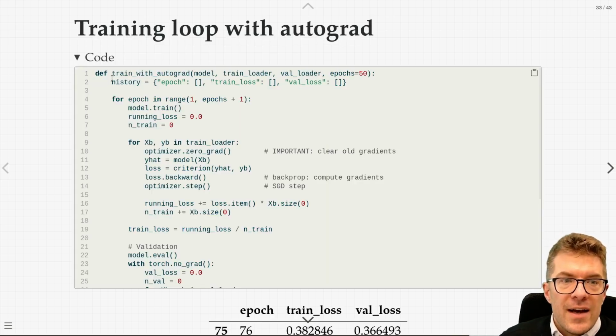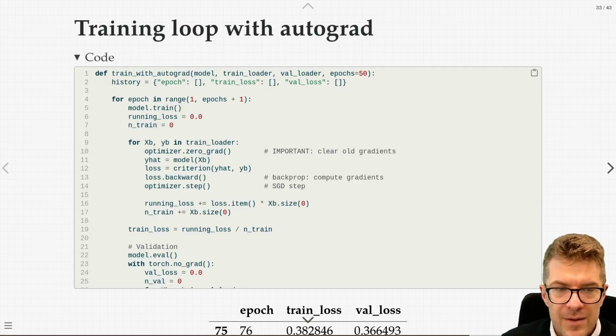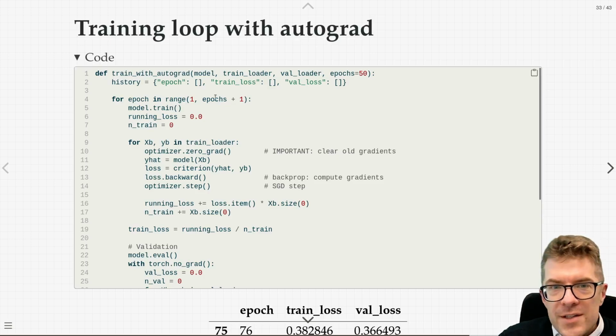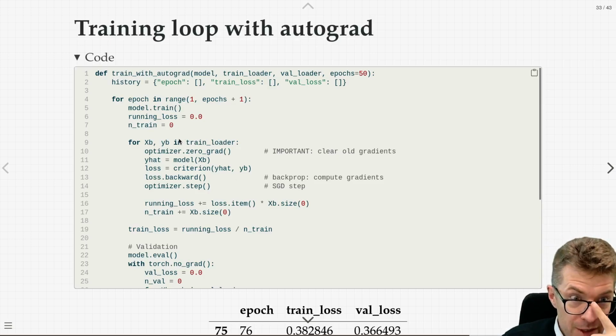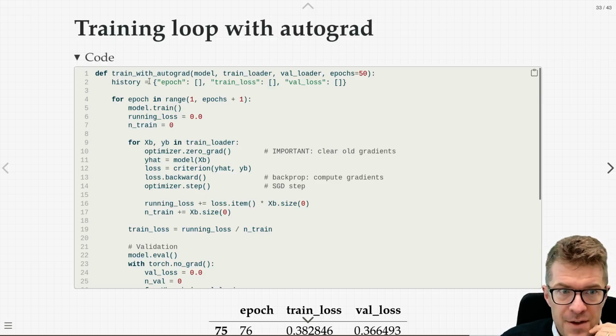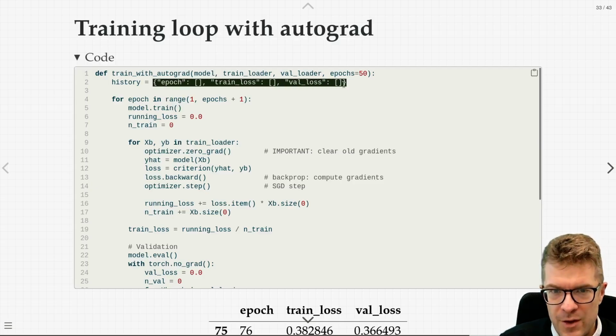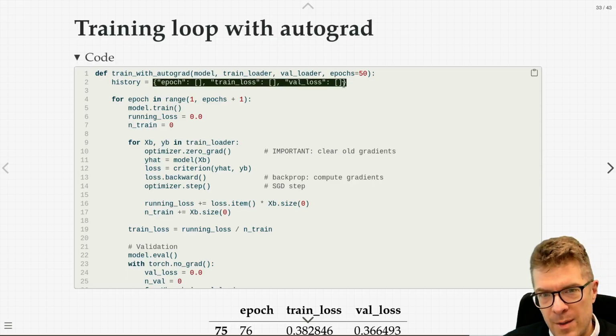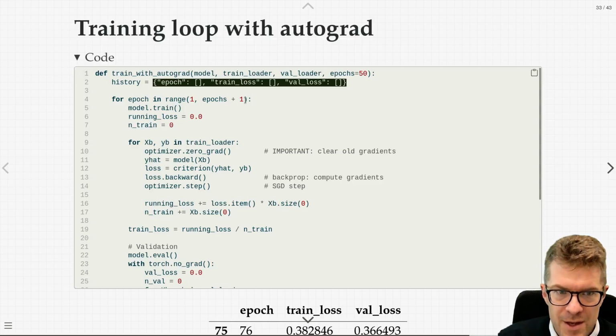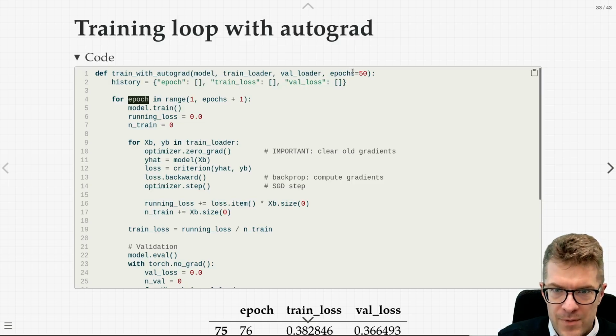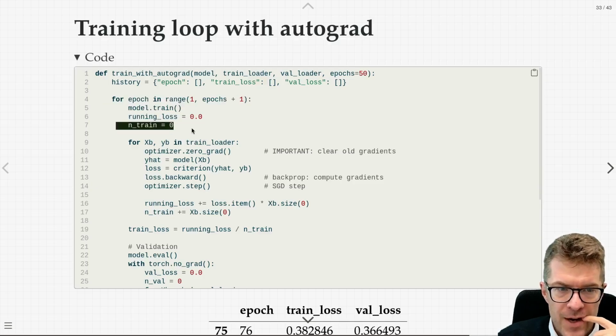What does training look like using the PyTorch library? There are ways to automate a lot of this also, but just to not be totally automated straight out of the gate, we're going to have epoch, training loss, and validation loss, and we're going to accumulate these so that we can report on them later, like we did previously in the fully manual case. We're going to have a number of epochs, defined here as only 50. We're going to train, and we have a running loss, and we have a number of train here.